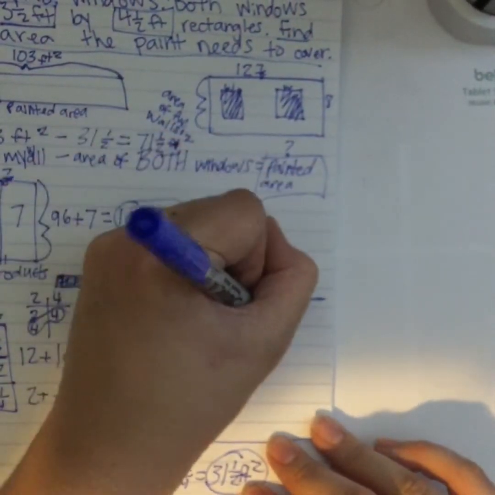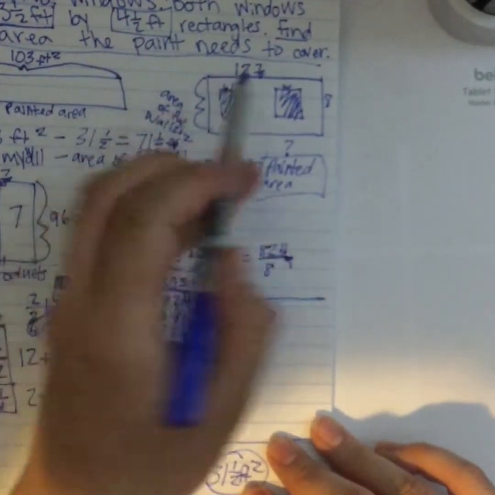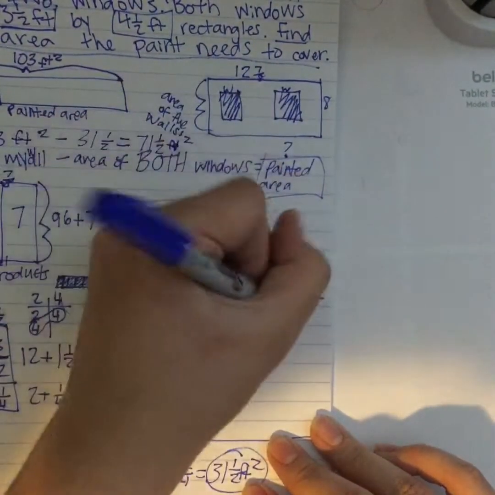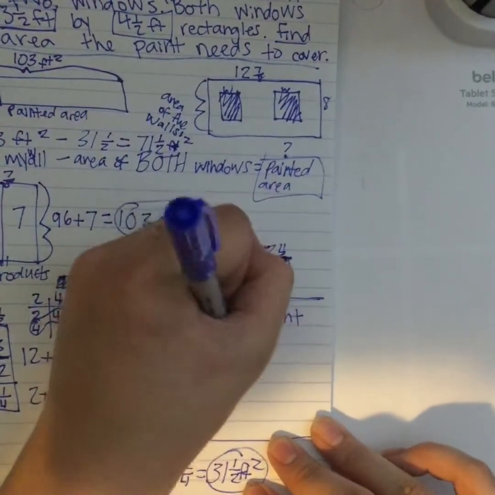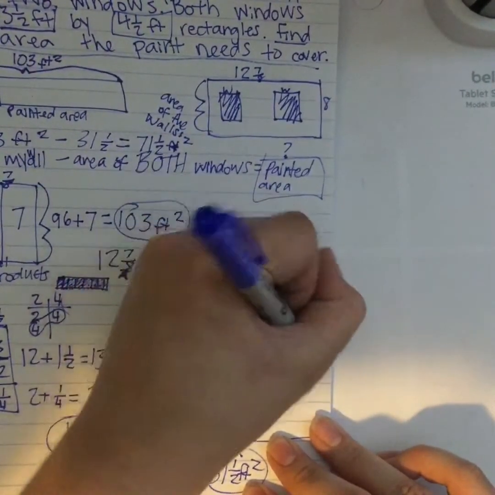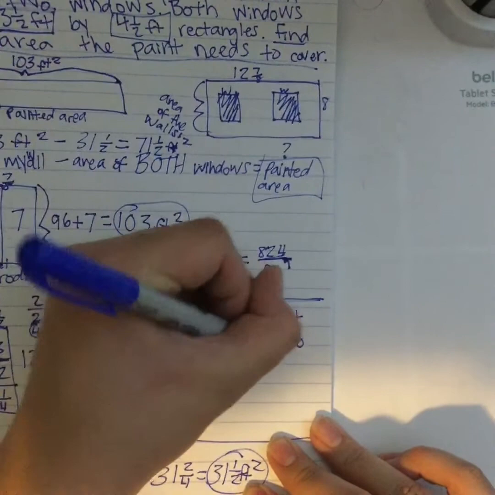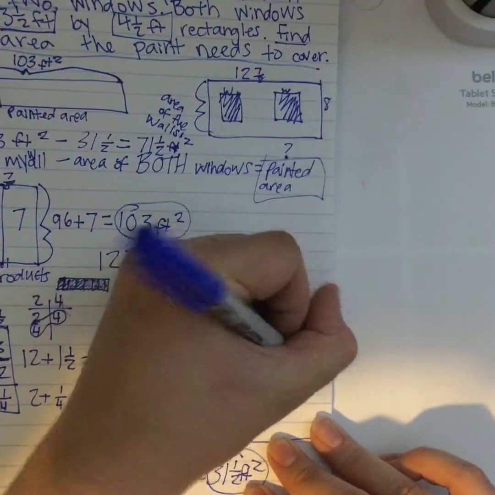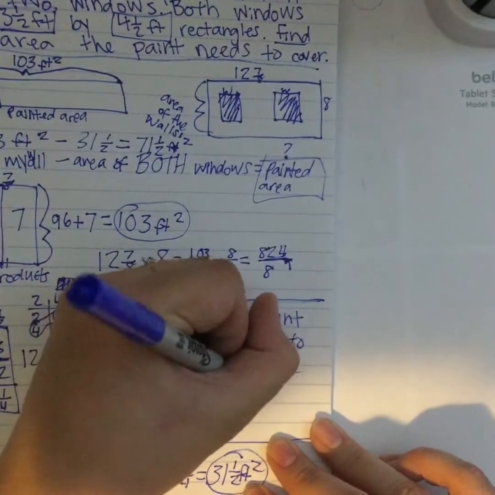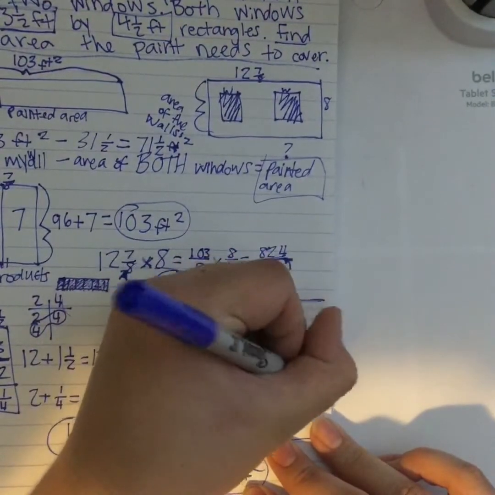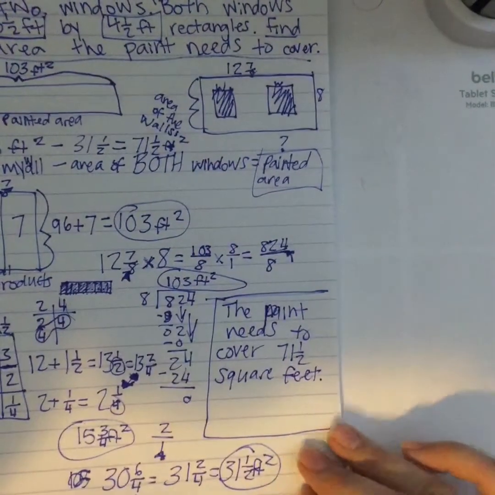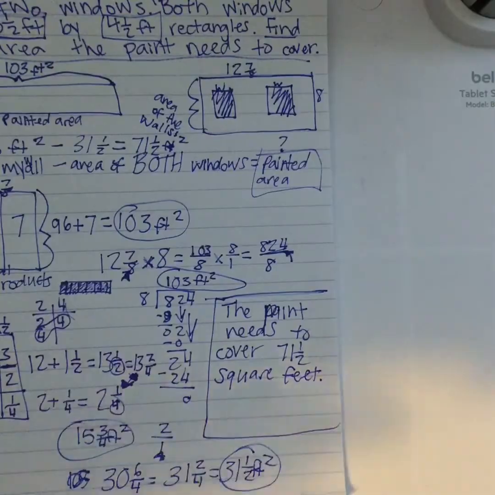The paint, because remember it says the paint needs to cover, so the paint needs to cover 71.5 square feet. All right, let's go ahead and move on.